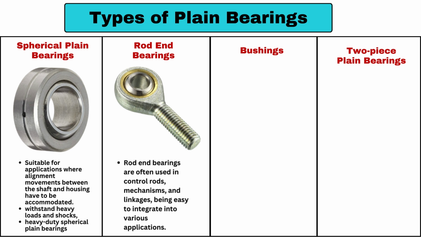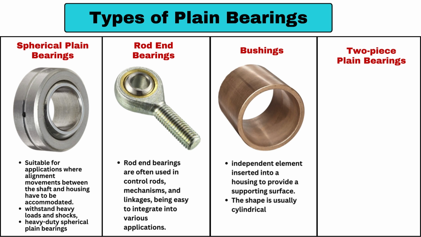Next one is the rod end bearing. The rod end bearings are used in the control rod mechanism and the linkage. Next plain bearing is the bushing. The bushing is the most common type of plain bearing we use in machineries, where we don't use any rolling elements.